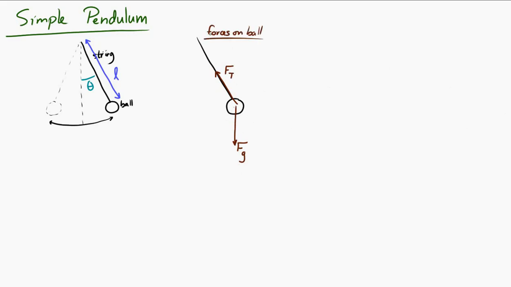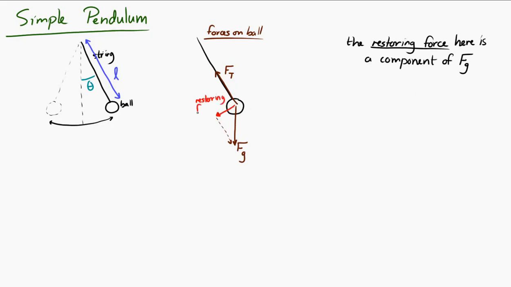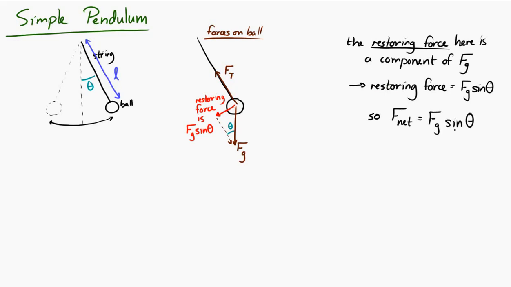There is a restoring force here. And if we look at the forces, the restoring force is a component of the gravitational force. And if we draw a little triangle here, the force that's pushing this back towards equilibrium, that restoring force, is the gravitational force times the sine of theta. So, therefore, the net force on the pendulum is equal to the gravitational force times the sine of theta.